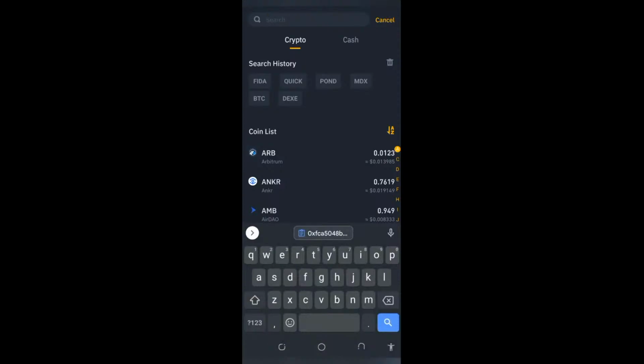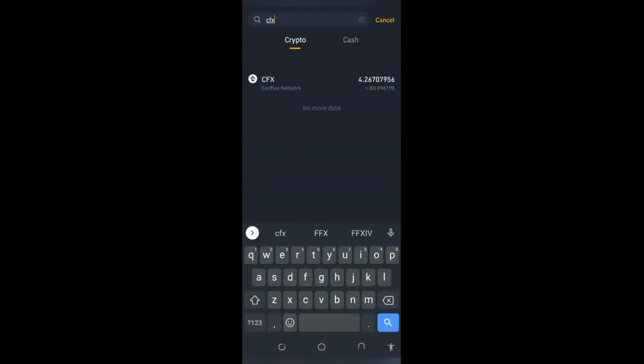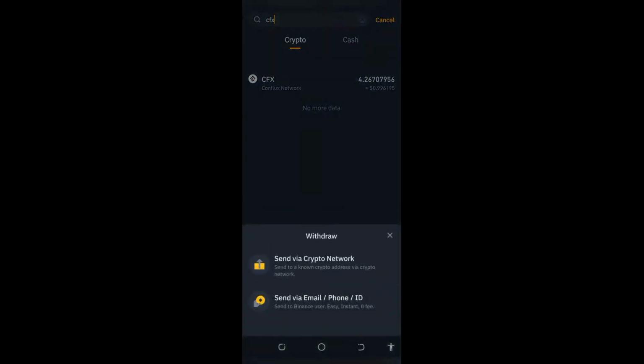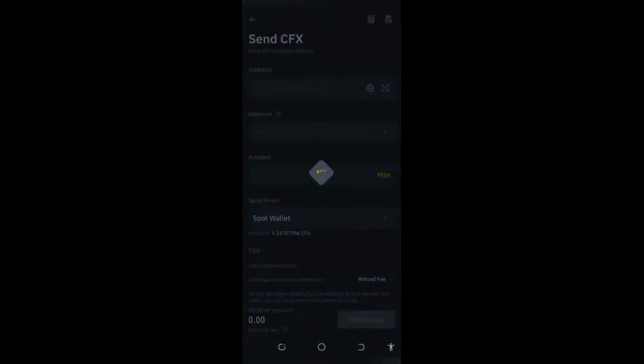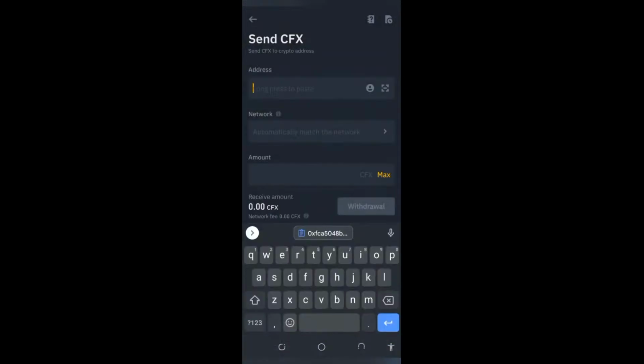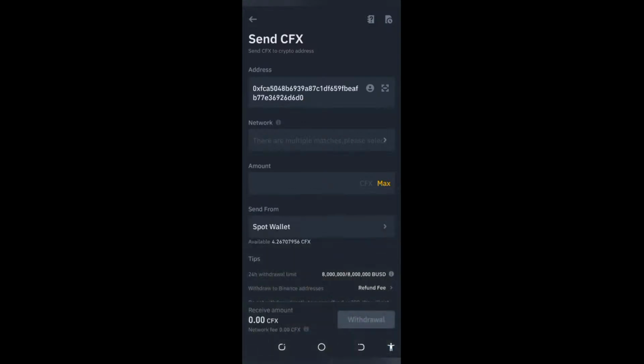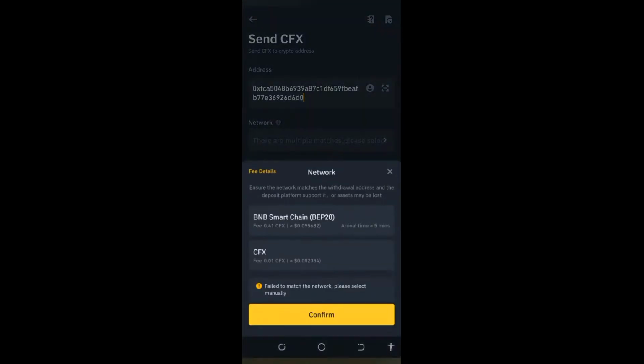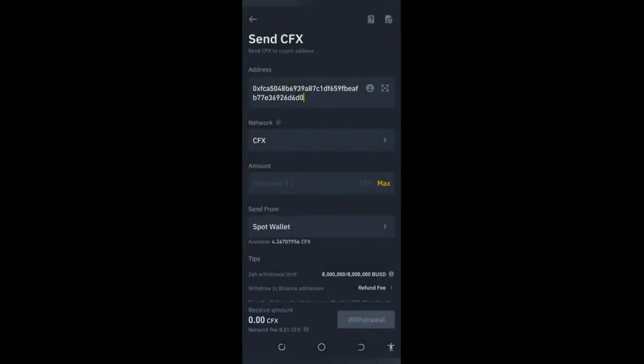So we check on our CFX. All right. Okay, we just have 4.26. Let's click on that, and then let's put the address here. Okay, the address looks like it's looking good. Looks like it's not a mistake. The network is supposed to be CFX, okay?